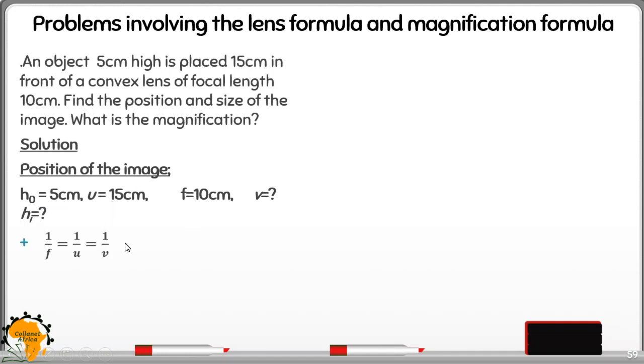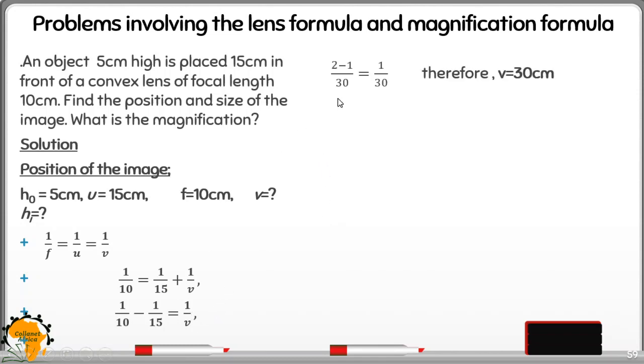So using the lens formula and then substituting, we have 1 over 10 is equal to 1 over 15 plus 1 over V. So that now you can get 1 over V, which is, when you subtract, you are going to get that 1 over V is 1 over 30, therefore V is equal to 30 centimeter. So V is positive, so a real image is formed.